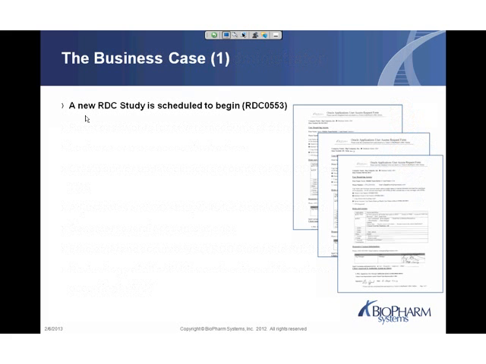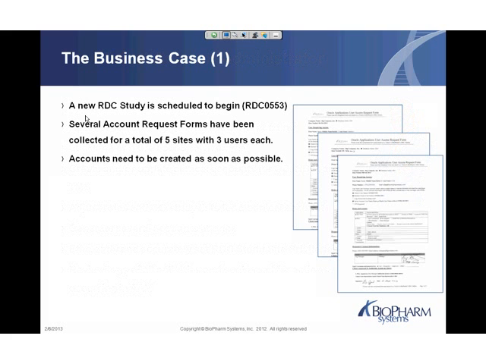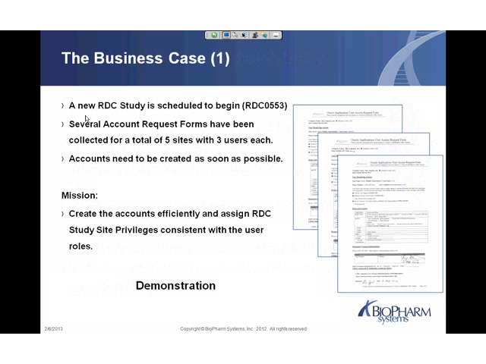Okay, so let's get into what a business case could look like. Let's say that we have a new RDC study, and it's scheduled to begin, and there's several account request forms that have been collected. Let's say there's 5 sites with 3 users each that need to be created all at once. They need to be done as soon as possible. So the mission is to create these accounts efficiently and assign these RDC study site privileges to get the study and the sites up and running.